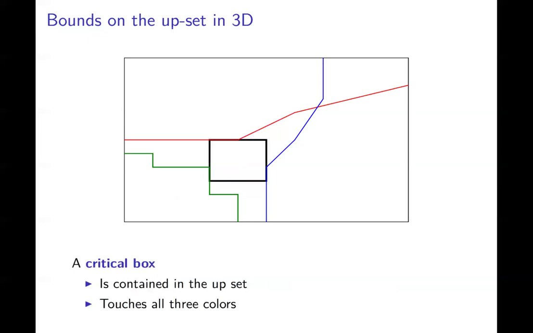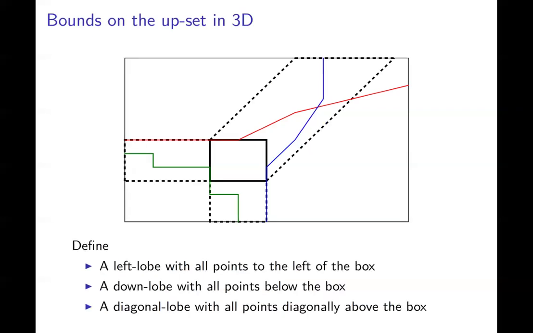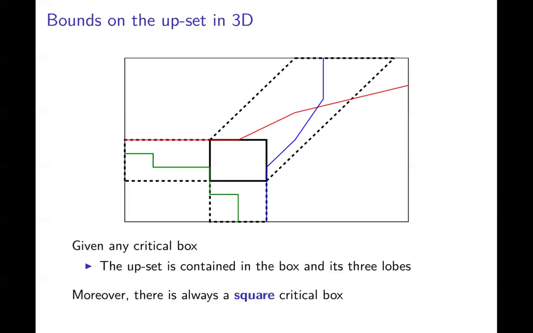A crucial definition in our proofs is that of the critical box. The critical box is a square-shaped box that touches all surfaces and is contained in the upset. Starting from this box, we can define three lobes: one left lobe that contains all points to the left of the box, a down lobe that contains all points below the box, and a diagonal lobe that contains points diagonally above the box. And the critical box, together with these three lobes, is the region that captures all the possible regions where the upset might be contained.